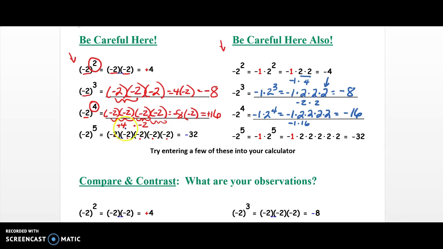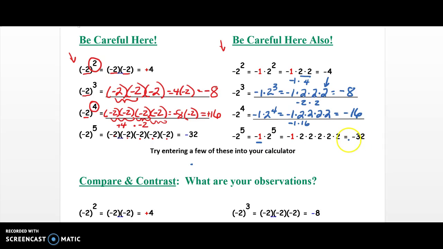And I've done the last one for you. Negative 2 raised to the 5th power, the base is just the 2, not the negative. So the negative is a negative 1 that's being multiplied by 2 to the 5th power. Your answer is negative 2.